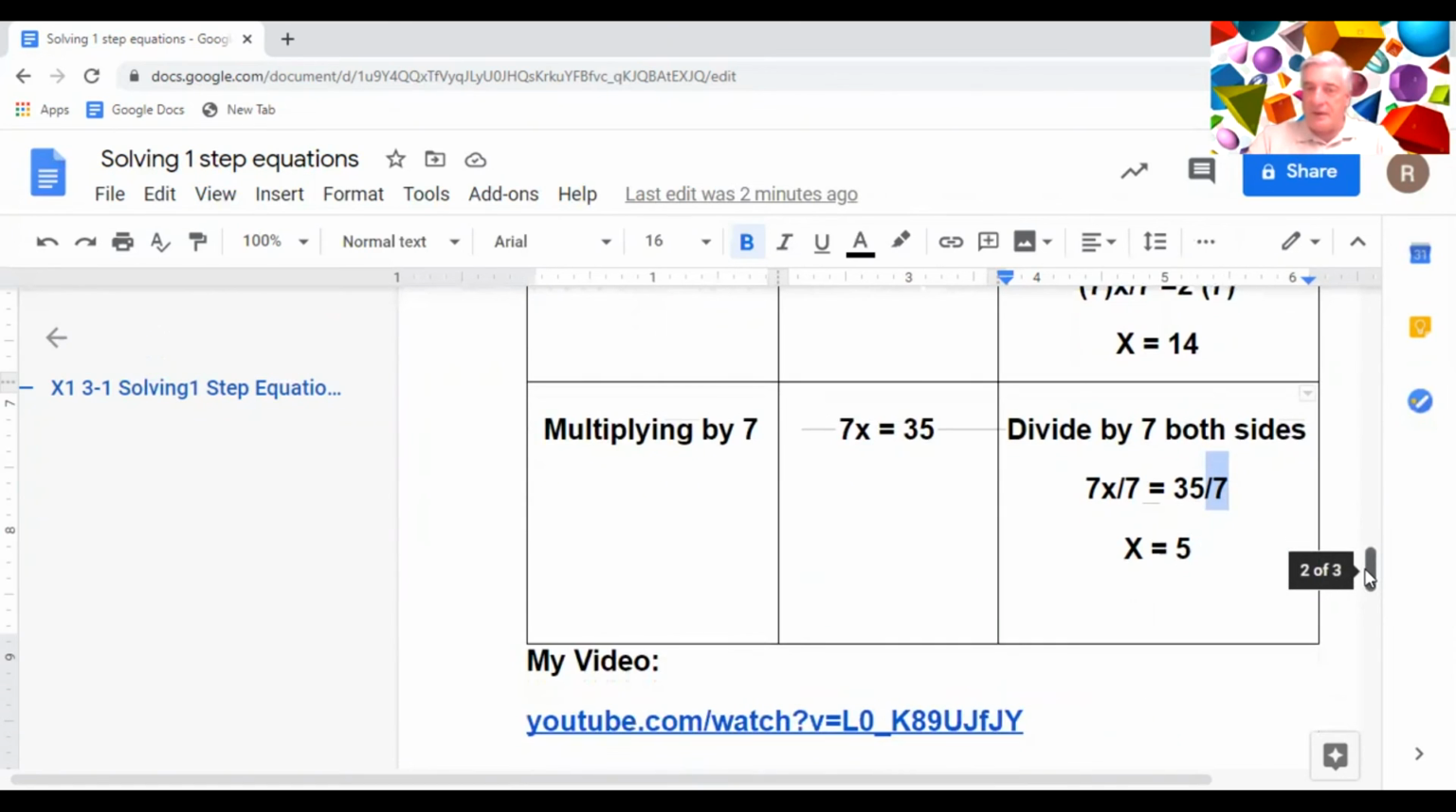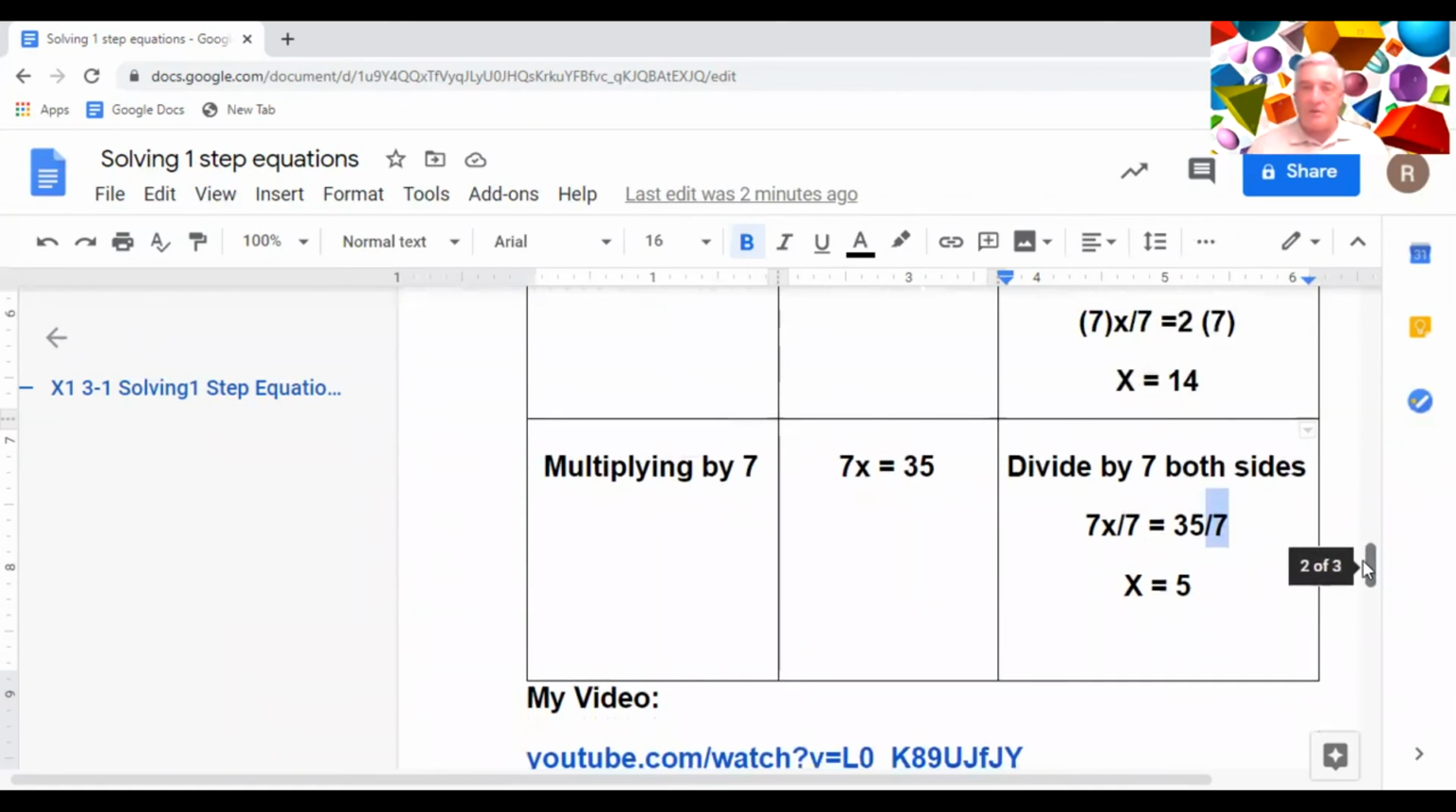That's how you're going to work these. What can you do to a one-step equation? You can add, subtract, multiply, divide. That's all you can do. What's the opposite of add? Subtract. What's the opposite of subtract? Add. What's the opposite of divide? Multiply. And the opposite of multiply is divide.